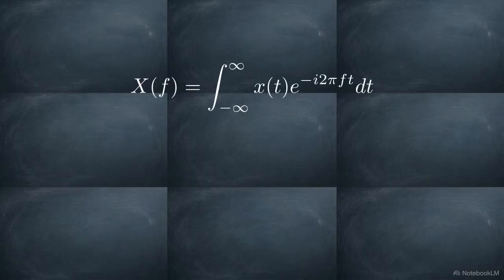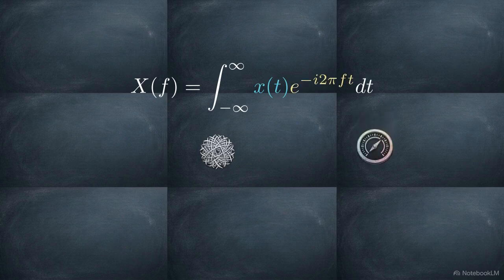We can now construct the mathematical tool for continuous signals, the complex Fourier transform. Capital X of f equals the integral from negative to positive infinity of lowercase x of t times e to the negative i 2 pi f t dt. Lowercase x of t represents the raw input signal in the time domain. It is the chaotic, real-world data we are testing.